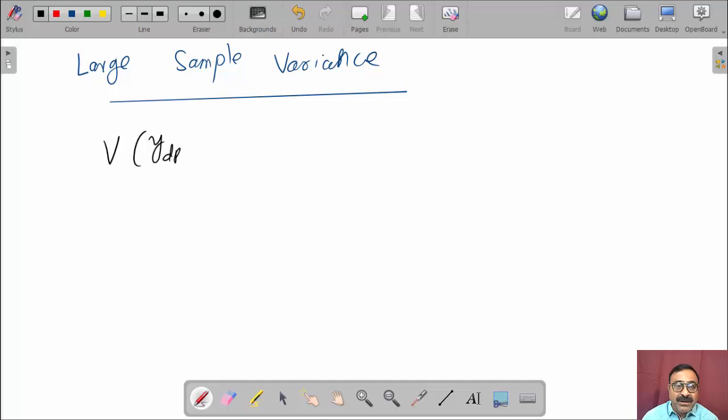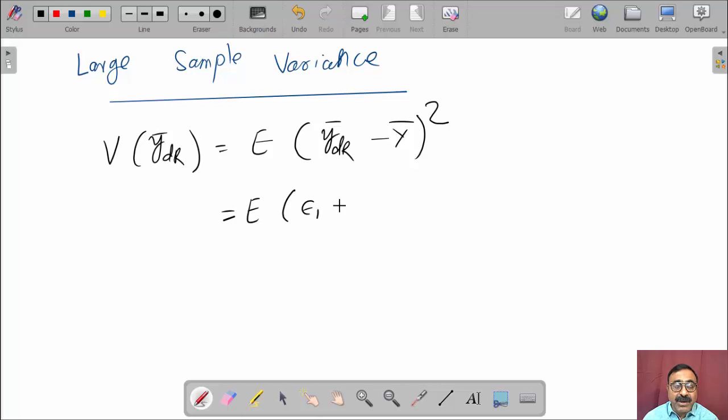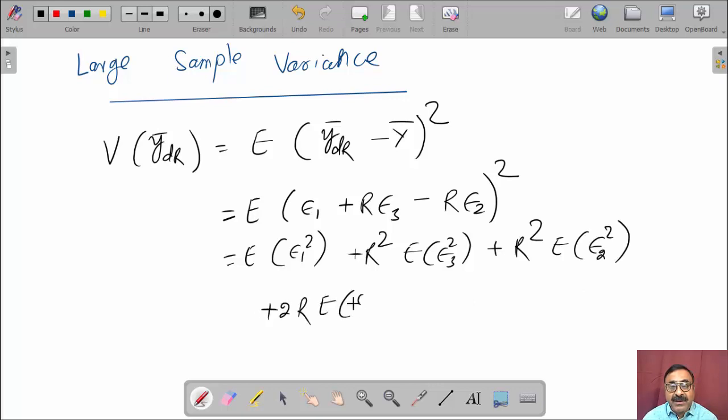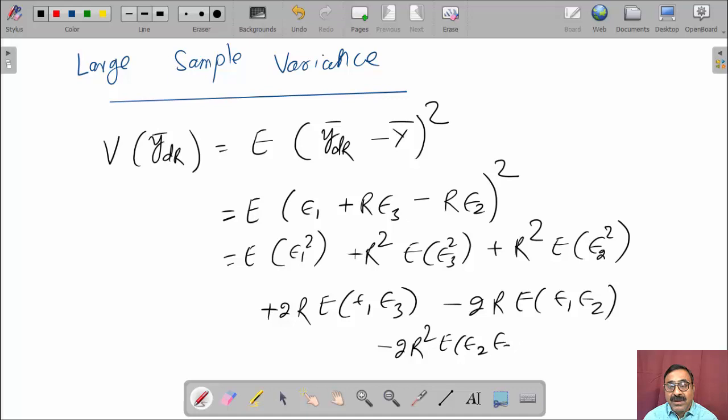Variance of y dr bar is equal to expectation of (y dr bar minus Y bar) whole square, that is equal to expectation of (epsilon 1 plus r epsilon 3 minus r epsilon 2) whole square, that is equal to expectation of epsilon 1 square plus r square expectation of epsilon 3 square plus r square expectation of epsilon 2 square plus 2r expectation of epsilon 1 epsilon 3 minus 2r expectation of epsilon 1 epsilon 2 minus 2r square expectation of epsilon 2 epsilon 3.